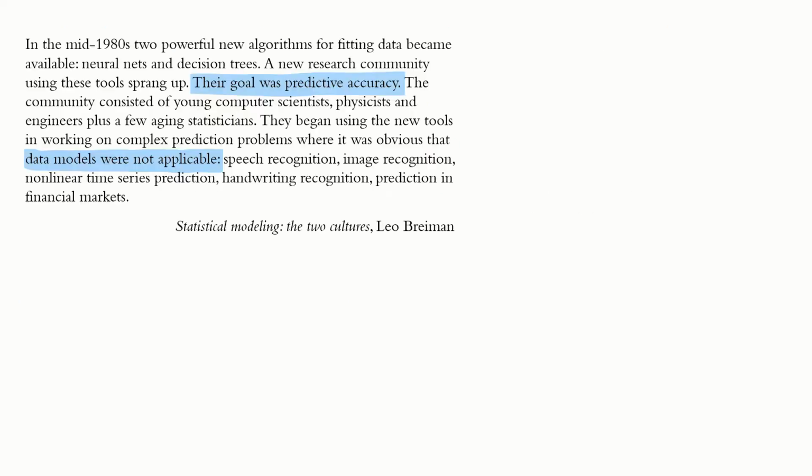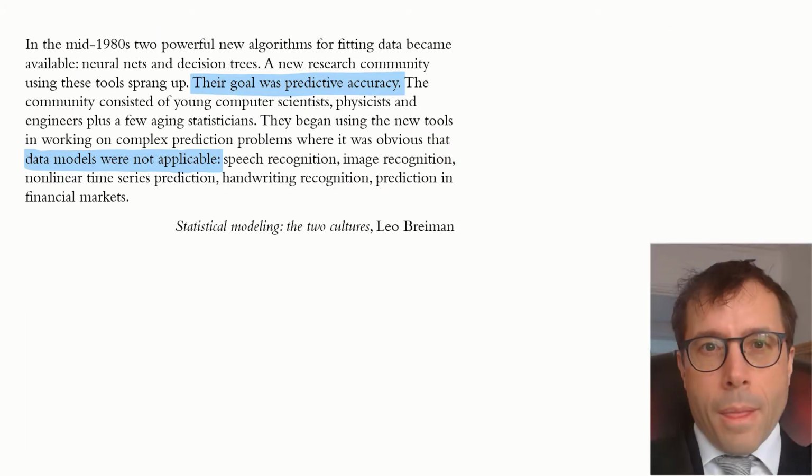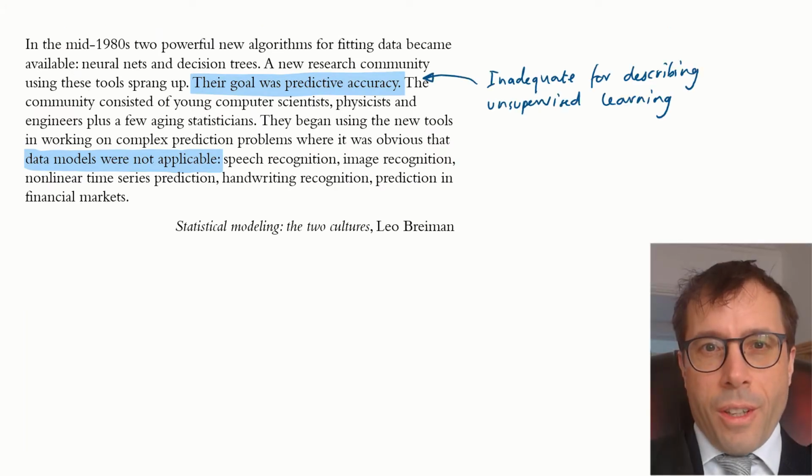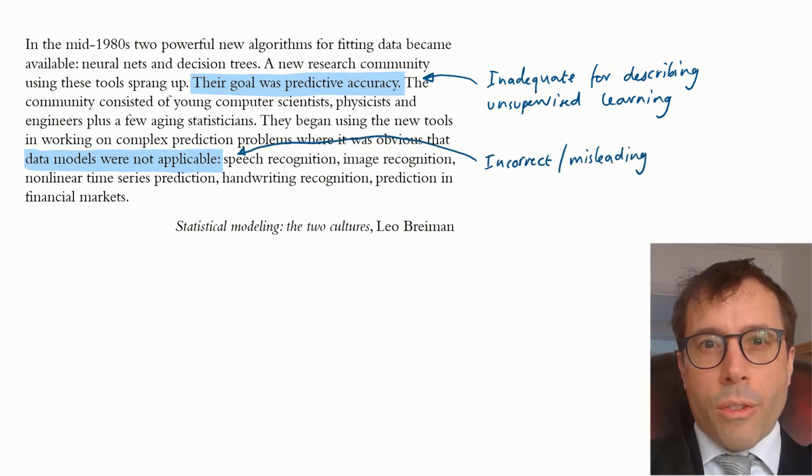Let's go back to Leo Breiman. I don't like this idea that the goal is predictive accuracy. It's too restrictive because it doesn't let us talk about unsupervised learning. And I'd also take issue with his claim that data models are not applicable. The standard machine learning training method corresponds precisely to a probability model for the data, and what's more, it's the simplest possible probability model, one invented over 200 years ago by Gauss.